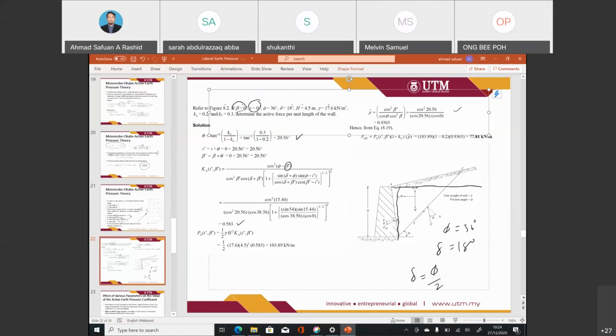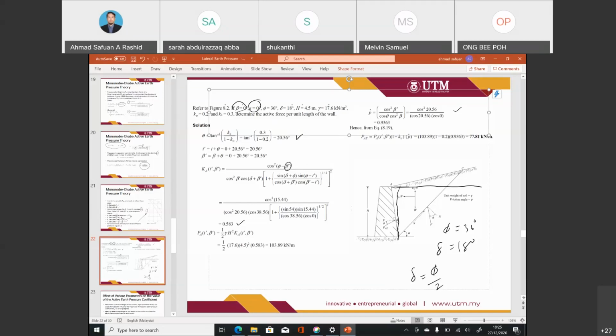In order to get the result for the PAE, the PA is multiplied with 1 minus KV. So KV is 0.2. Then multiply with 0.966 and 0.9363. So the PAE is equal to 77.81. So that is how to calculate the PAE.